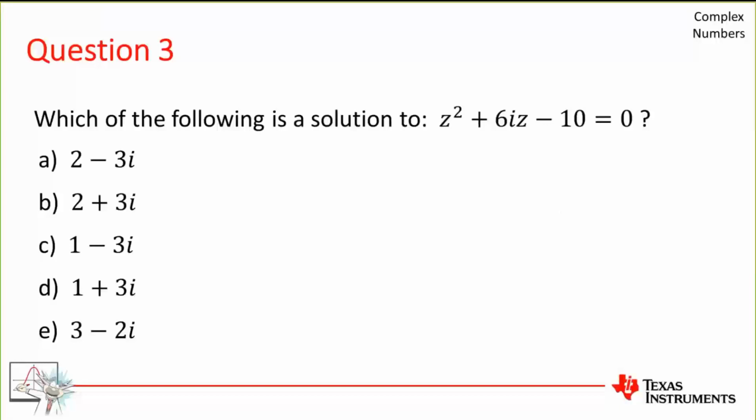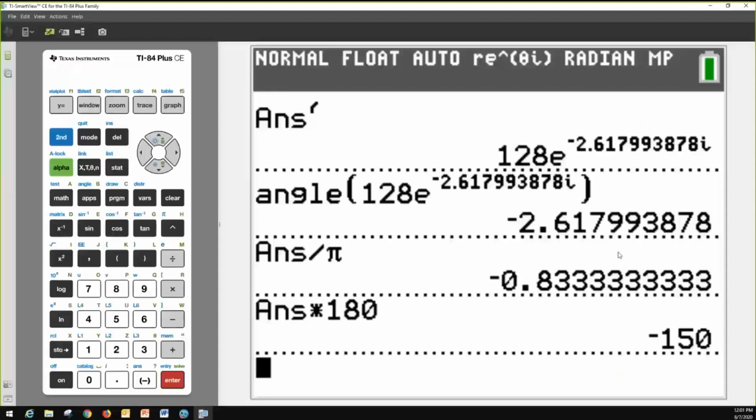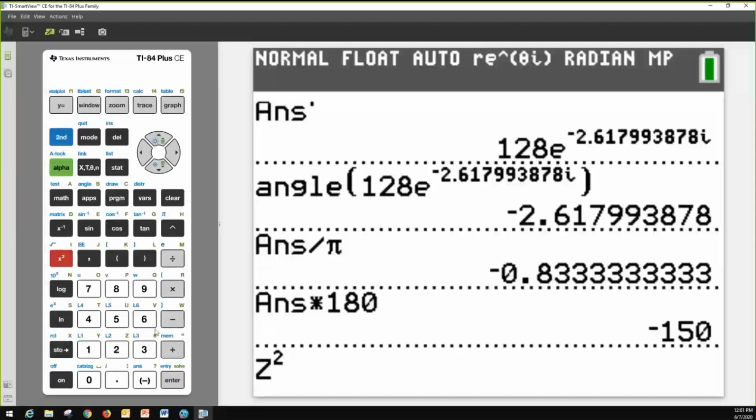So I can actually type the expression in, this z squared plus 6iz minus 10 equals 0. I can type that into the calculator. Now, you could just let it equal 0 and just find out what each of these things results in and pick the one that equals 0. I'm going to use another feature called the test feature. So I'll start by typing in z squared plus 6 times i. Again, make sure you use an imaginary number i, not the letter i, minus 10.